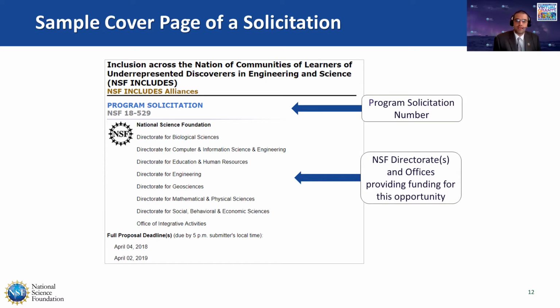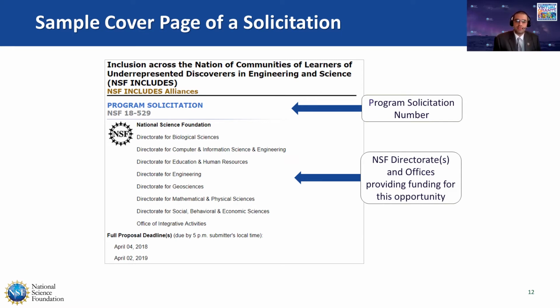But in addition to that, I would point to you the program solicitation number. And the number is important because it allows us within NSF to quickly identify the specific funding opportunity, and also allows us to guide the discussion. It also allows us to keep track of the proposals and so on. The other thing that is important when you are looking at the sample cover page of a solicitation is to look at which offices, divisions, or directorates provide support through funding for this opportunity.